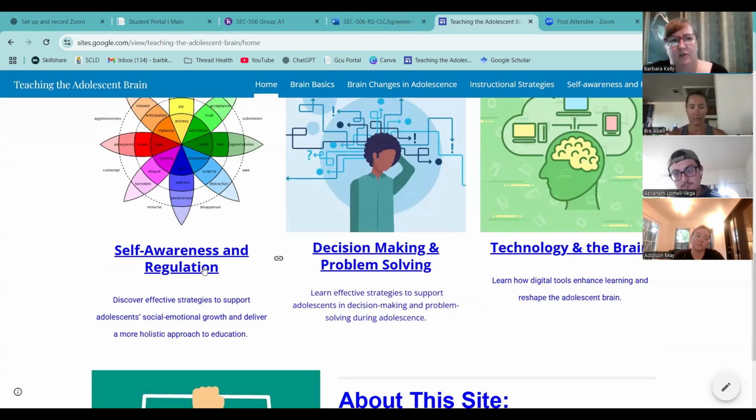It focuses on self-awareness and regulation and technology in the brain. In self-awareness and regulation, you can discover effective strategies to support adolescents' social, emotional growth and deliver a more holistic approach to education. And in technology in the brain, you can learn how digital tools enhance learning and reshape the adolescent brain. And then we have this last section on decision making and problem solving.